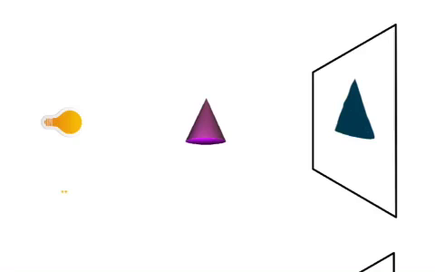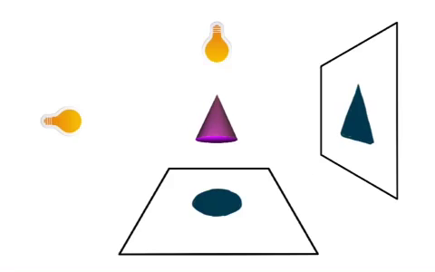We can also change the shape of the shadow by changing the position of the light source, as shown in the example here. When the light source is placed above the cone, then the shadow is actually a circle, and when the light source is placed on the left side of the cone, then the shadow that's shown on the screen is actually a triangle.